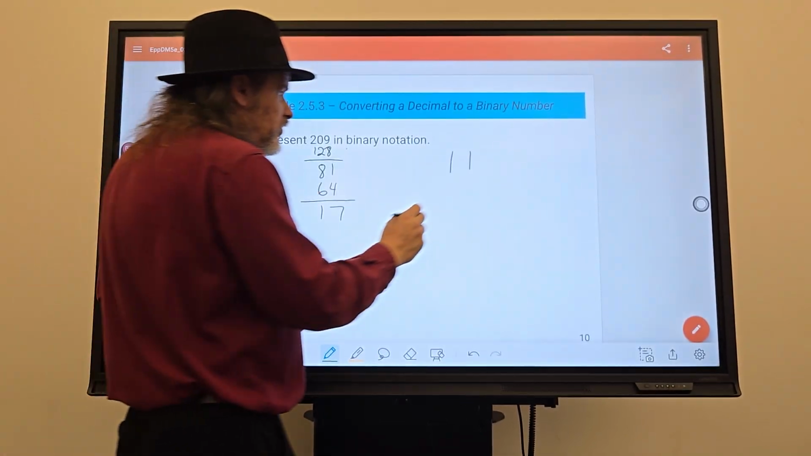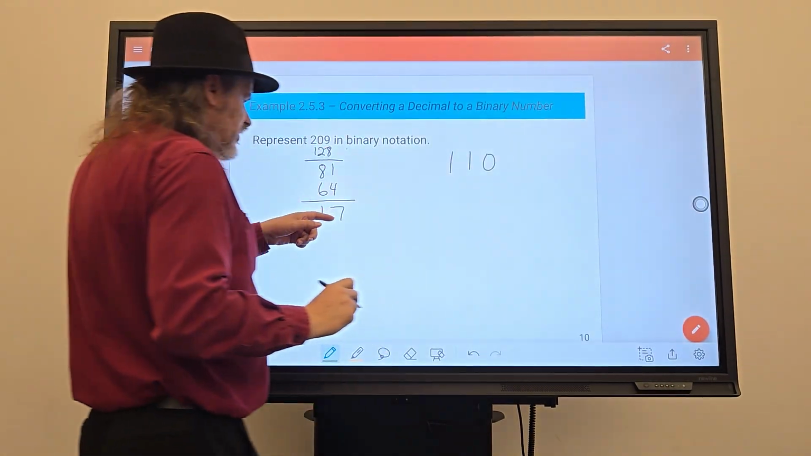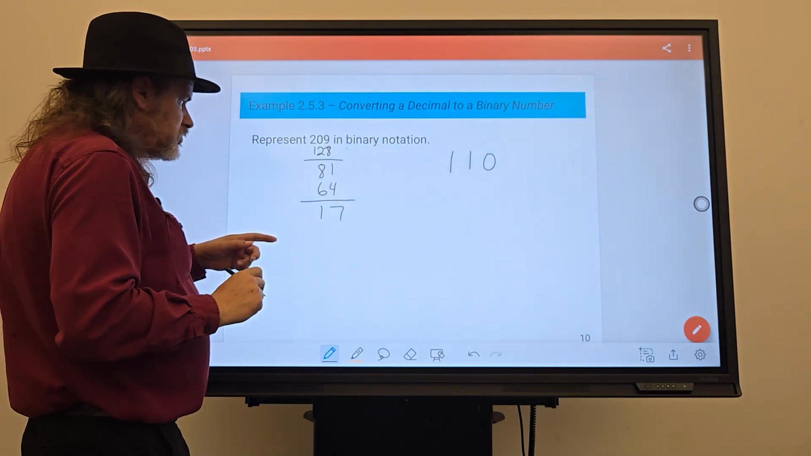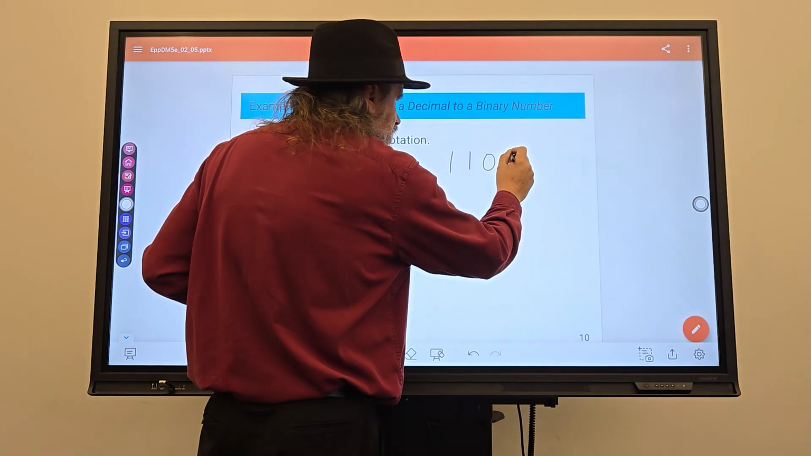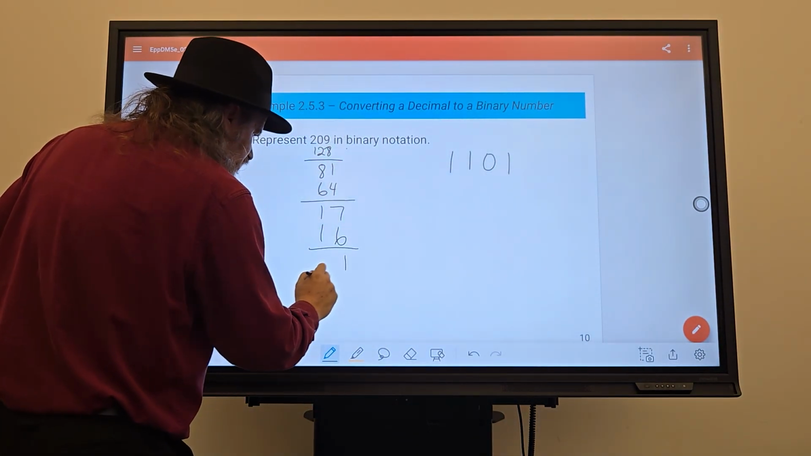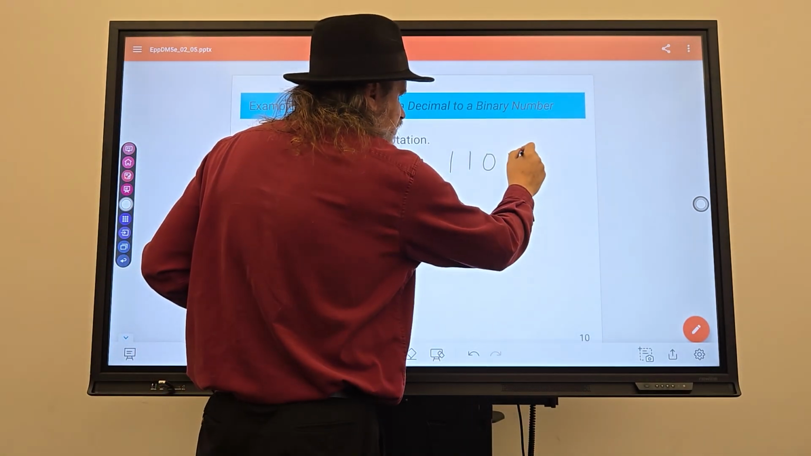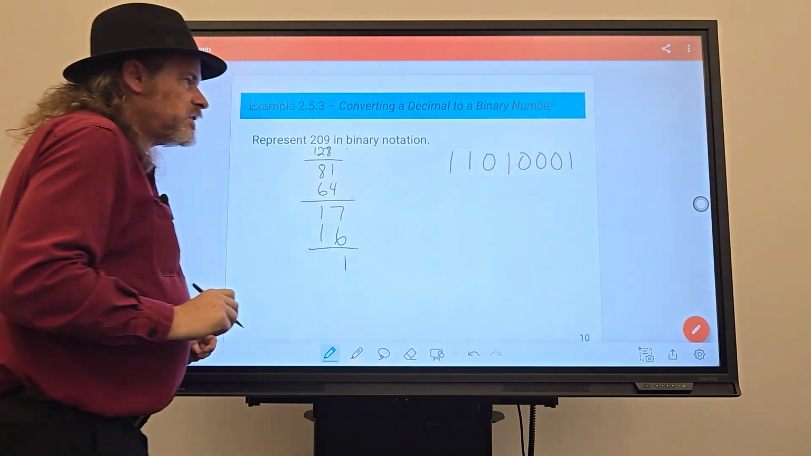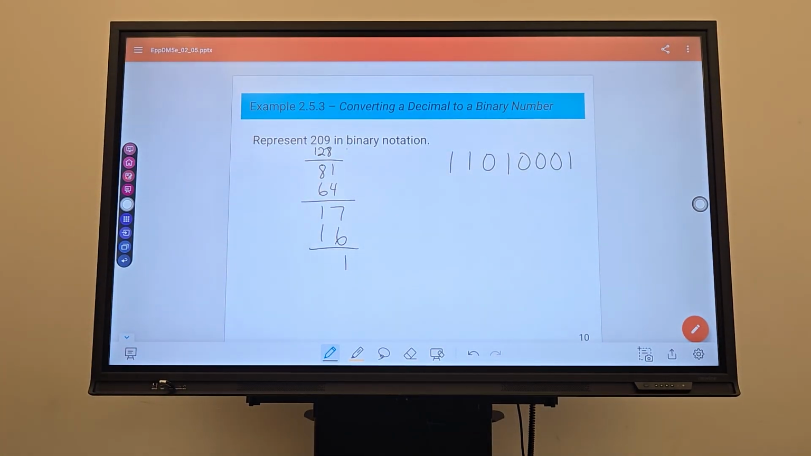There's no 32s. 17 is less than 32. So next one would be 16s. There is a 16 in there, and that's what leaves 1. So there's no 8s, no 4s, no 2s, and there is a 1. So there's the binary notation for 209. Make sense? Okay.